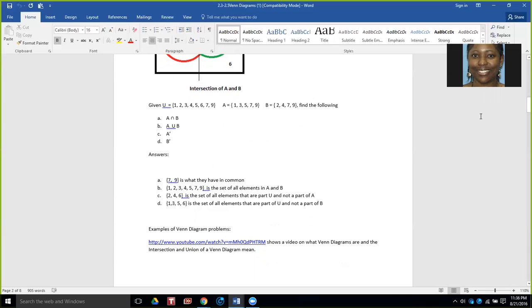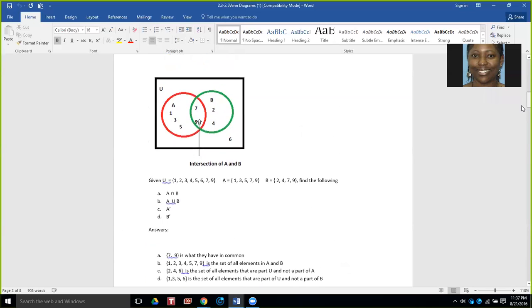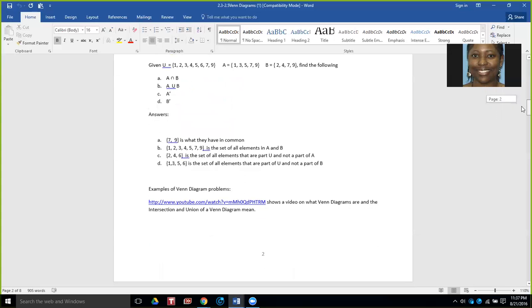Now, A prime, the complement of A, is everything that's not part of A. What's part of A is 1, 3, 5, 7, and 9, so what's not part of A would be 2, 4, and 6. Okay? Same thing with B, the complement of B. What's not part of B? Well, I have to know what's part of B first. That's 2, 4, 7, and 9. So what's not part of B would be 1, 3, 5, and 6. So you have to make sure you include what's part of the universal set.